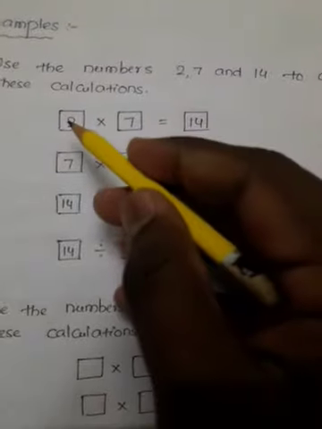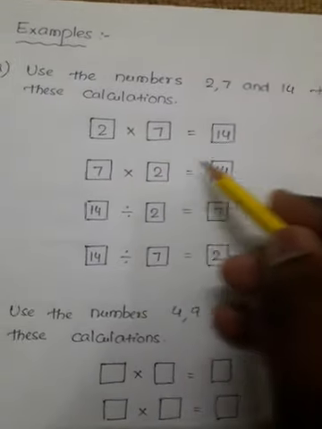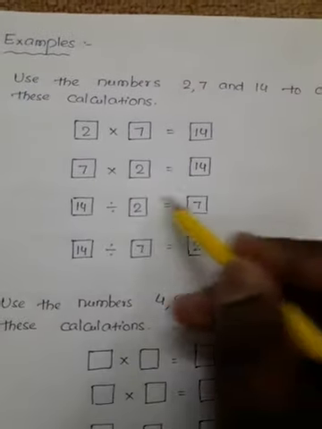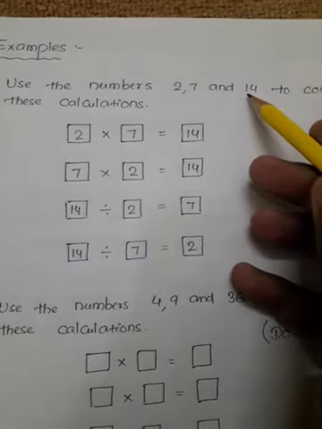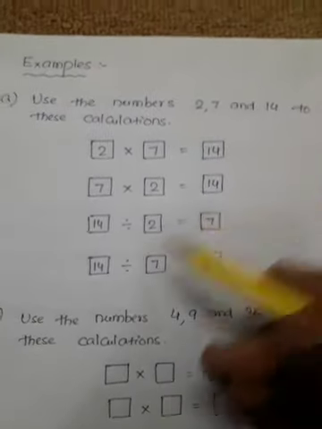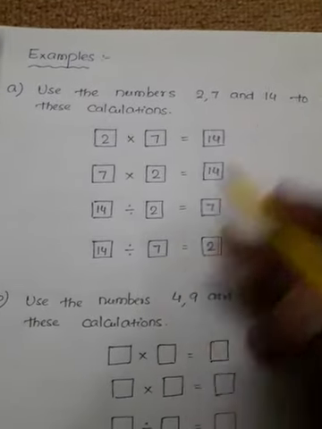So, what are the numbers now? 2 multiplied by 7 is equal to what? 14, and 7 multiplied by 2 equals also 14. So, these two calculations are by multiplication, and these two are by division. In division, the first number is the big number. So, 14 divided by 2, what number remains? 7. So, write 7. 14 divided by 7, the remaining number is what? 2. Only these three numbers I use.